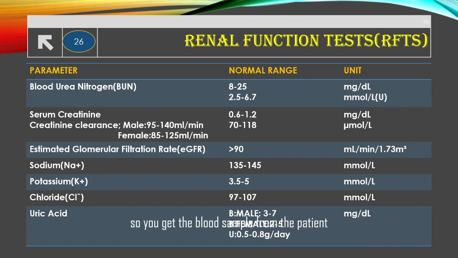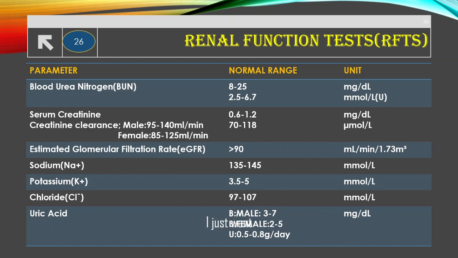So you get the blood sample from the patient, and then you determine their blood urea, or the urea in their blood. The normal range depends on the units that you are using and the hospital or laboratory setting, because these lab values differ. You need to remember that. But in milligrams per deciliter, it's 8 to 25. That's the normal BUN.